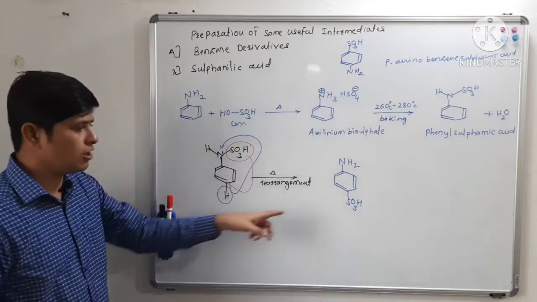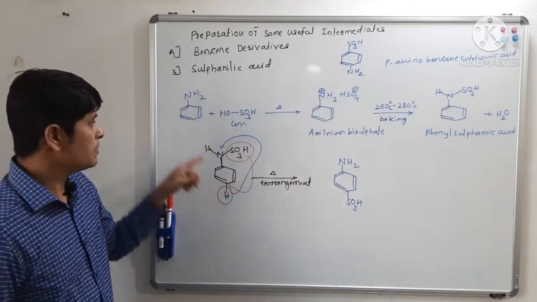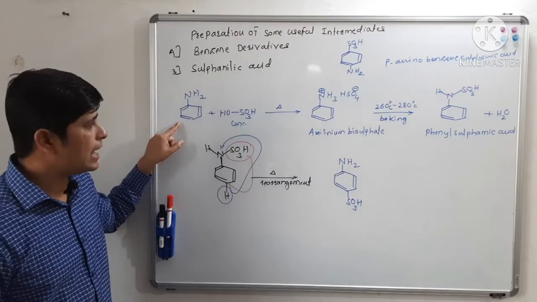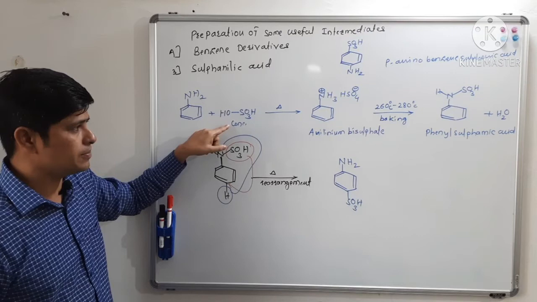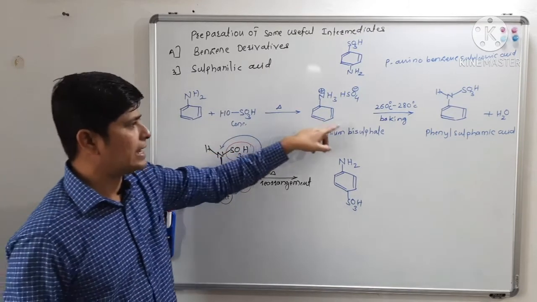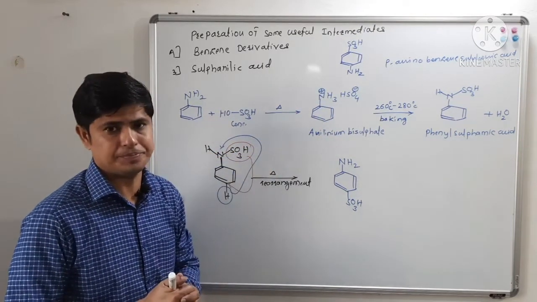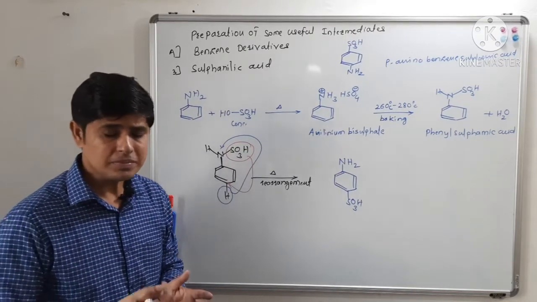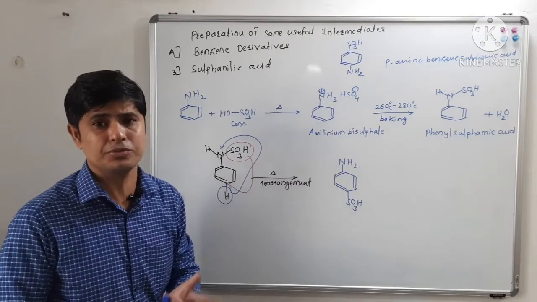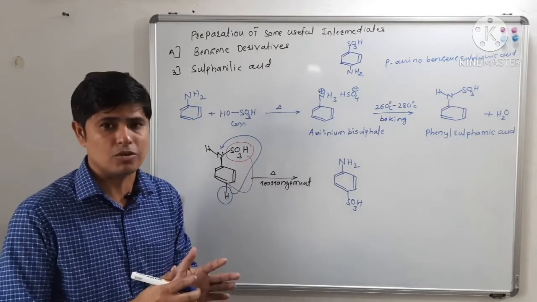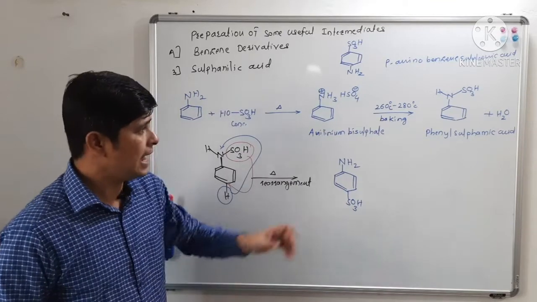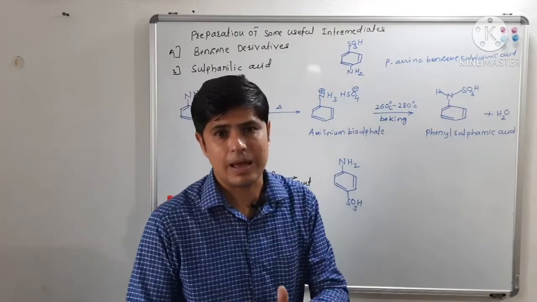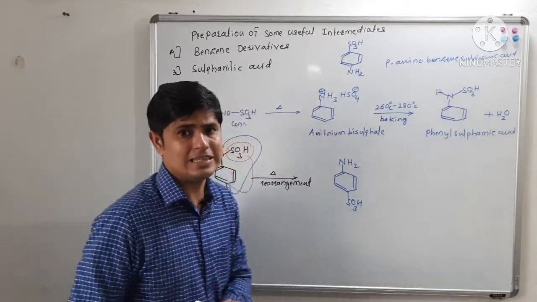For the preparation of sulfanilic acid, what do we have to take? We have to take aniline as a starting material and react aniline with concentrated sulfuric acid. So we will get anilinium bisulfate in the first step. That anilinium bisulfate we have to heat around 260 to 280 degrees Celsius. That process is called the baking process, and through this baking process we will get phenyl sulfamic acid.